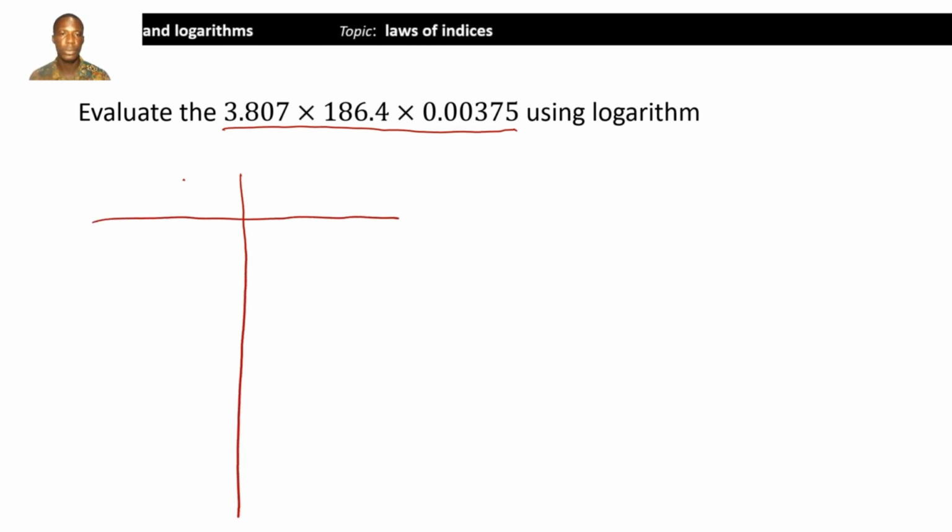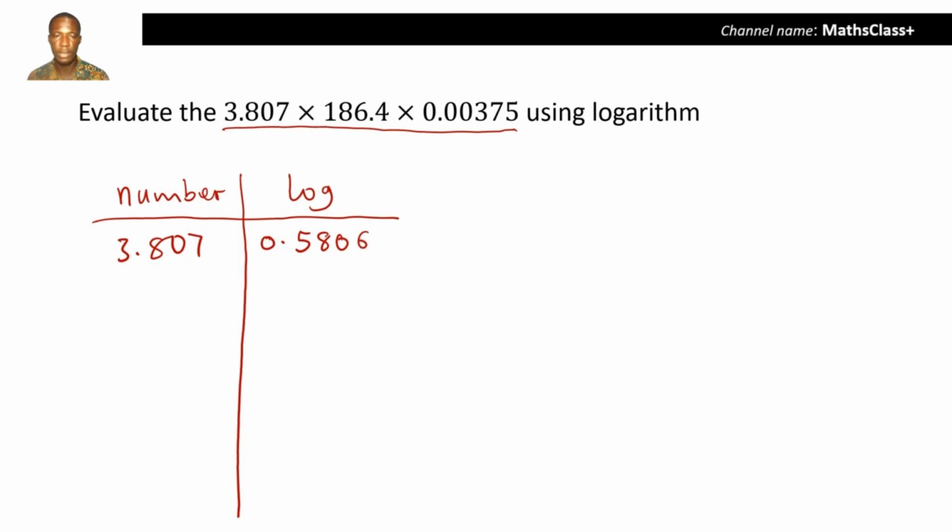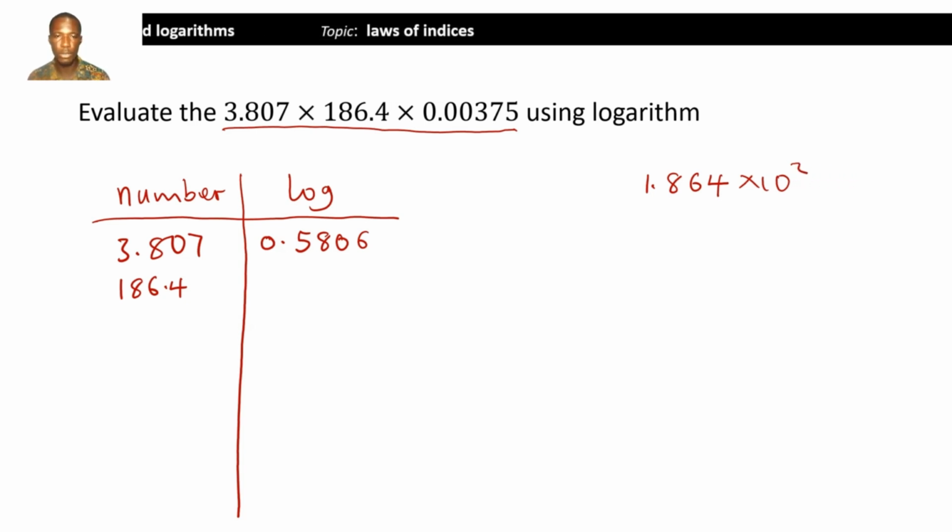So we are to evaluate the product of these three values. So I will start by creating my table, the number, and the log value. And the first number is 3.807. It's already in standard form, and so my characteristic will be 0. And then my mantissa will be 5806. Then my second number, which is 186.4, if I convert to standard form, I'm going to get 1.864 times 10 to the power positive 2. And so my characteristic is going to be positive 2. 2704.